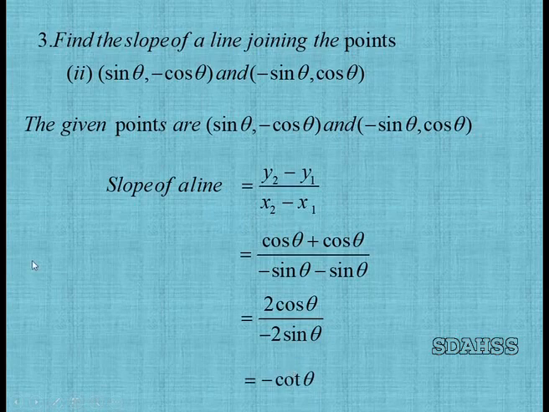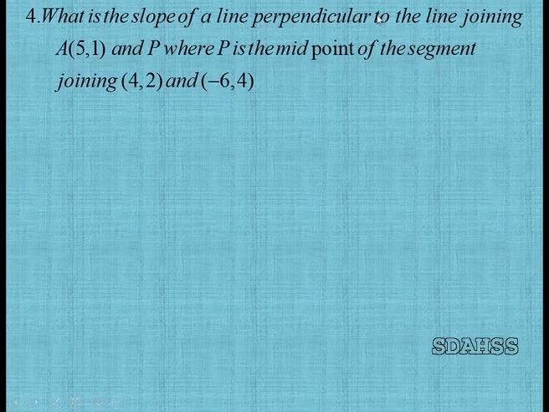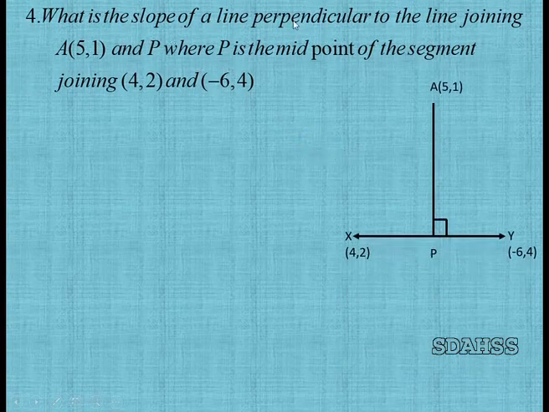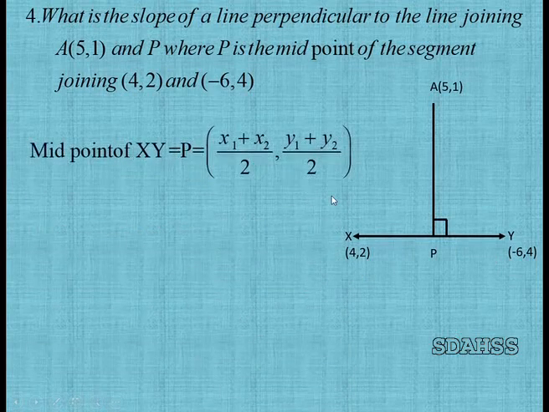What is the slope of a line perpendicular to the line joining A (5, 1) and P, where P is the midpoint of the segment joining (4, 2) and (minus 6, 4)? First you have to find the midpoint of XY.